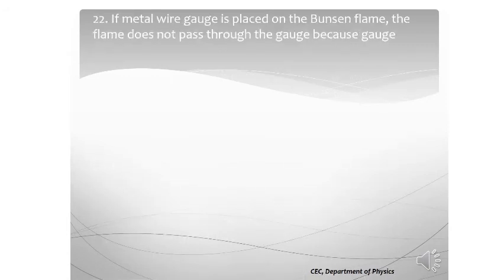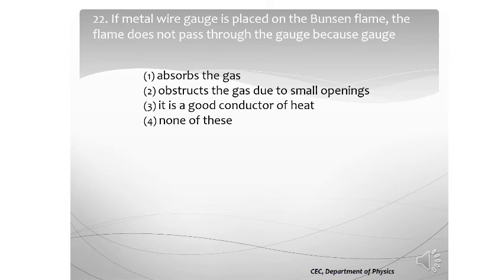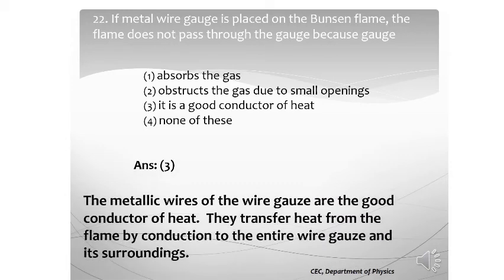If metal wire gauze is placed on the Bunsen flame, the flame does not pass through the gauze because gauze absorbs the gas, obstructs the gas due to small openings, is a good conductor of heat, or none of this. Answer is 3, it is a good conductor of heat. The metallic wires of the wire gauze are good conductors of heat.